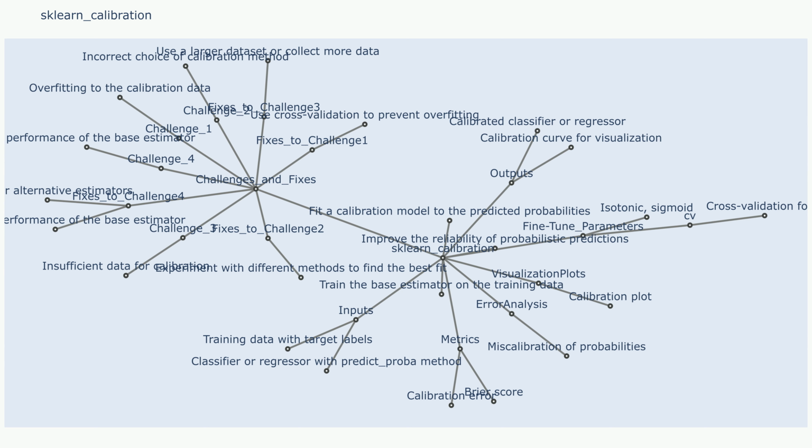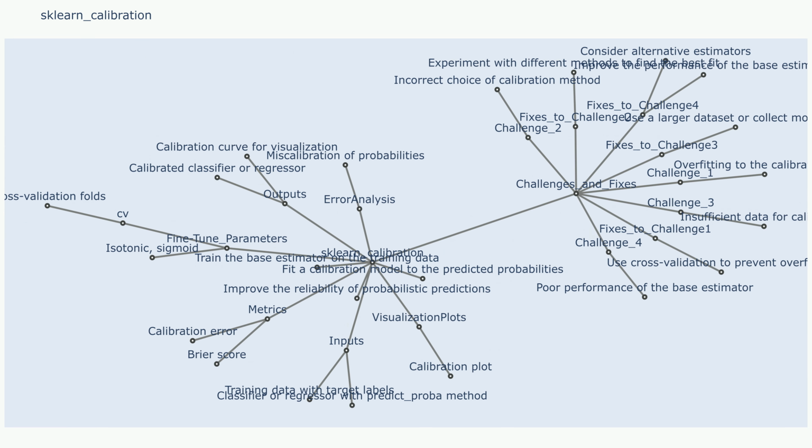Sample use case that resulted in Challenge 1. Imagine a model predicting the probability of a customer purchasing a product. If the calibration data consist mainly of customers who have already purchased the product, the calibration might be biased towards overestimating the purchase probability. Fixes to Challenge 1. Collect more calibration data. Gather a larger and more diverse dataset that reflects the real-world distribution of events.